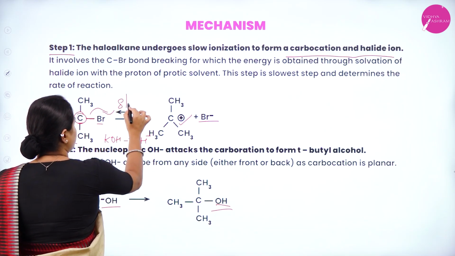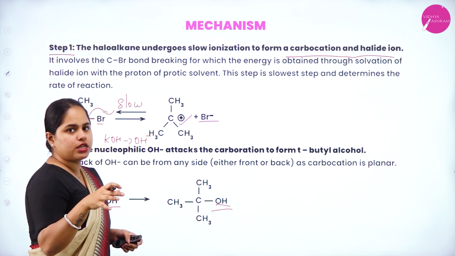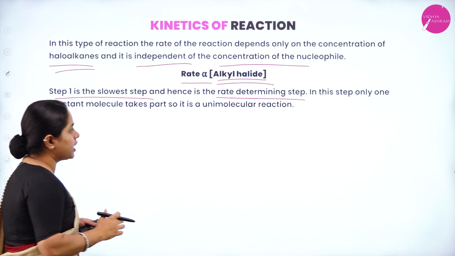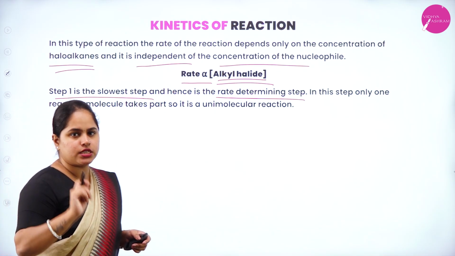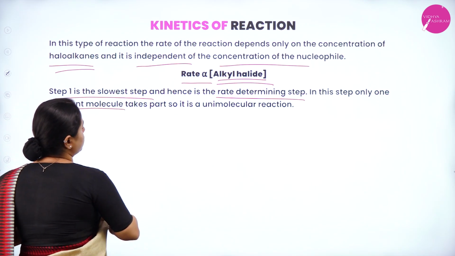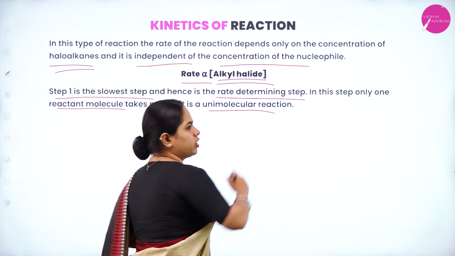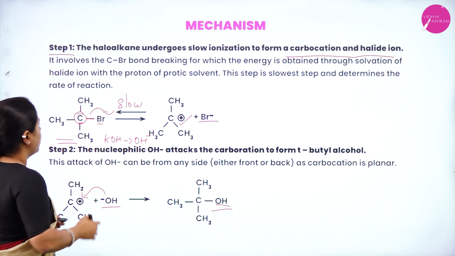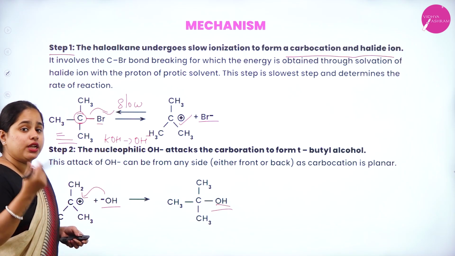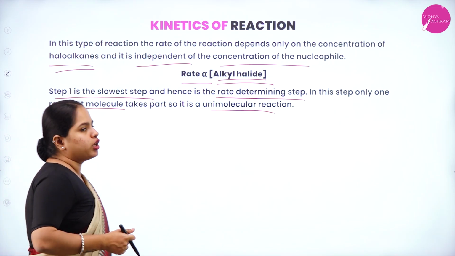This is a very, very slow step. So whichever is the slow step, that will be the rate determining step of the reaction, right? So which is the rate determining step? The first step will be the rate determining step. In the step, only one reactant molecule takes part. So it is a unimolecular reaction, right? Only one molecule of haloalkane is taking part in the reaction. Hence, it is a unimolecular reaction.